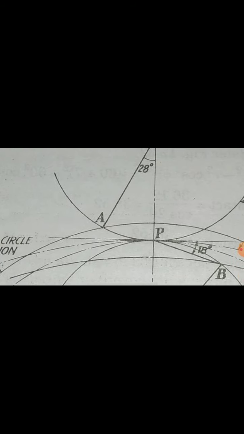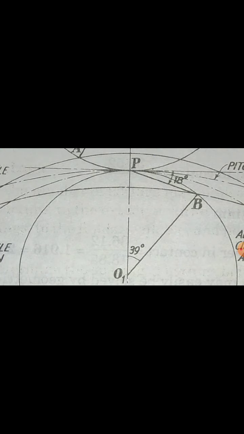So the radius, we know, is OP, and the angle subtended by this arc is angle POA. By actual drawing, by actual construction, we know this angle as 28 degrees. Here also we know this angle as 39 degrees. By actual construction, we find this data.